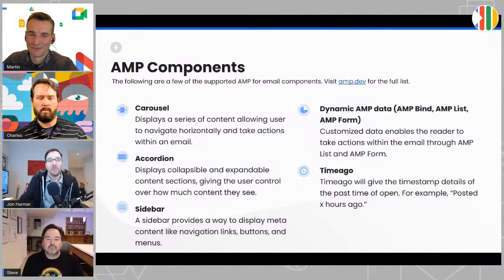What can you do? There are a number of components. First few I call marketing components. They're look and feel things: carousel, accordion, sidebar. I'll show you some examples in a minute, but they're just different ways to display content. Where it gets super interesting to me, at least, is this dynamic AMP data. So AMP bind, AMP list, and AMP form. That's what allows that rich interactivity, keeping content up to date, stuff like that. And then there's another time ago widget.